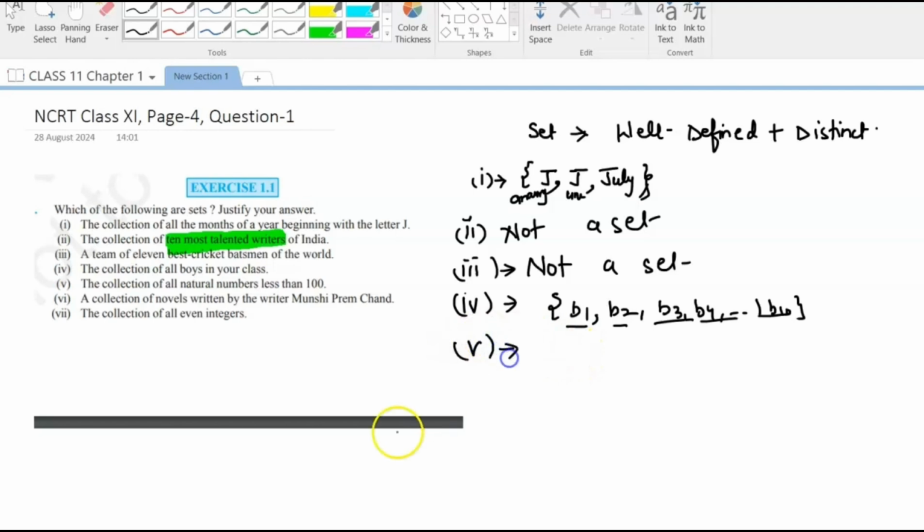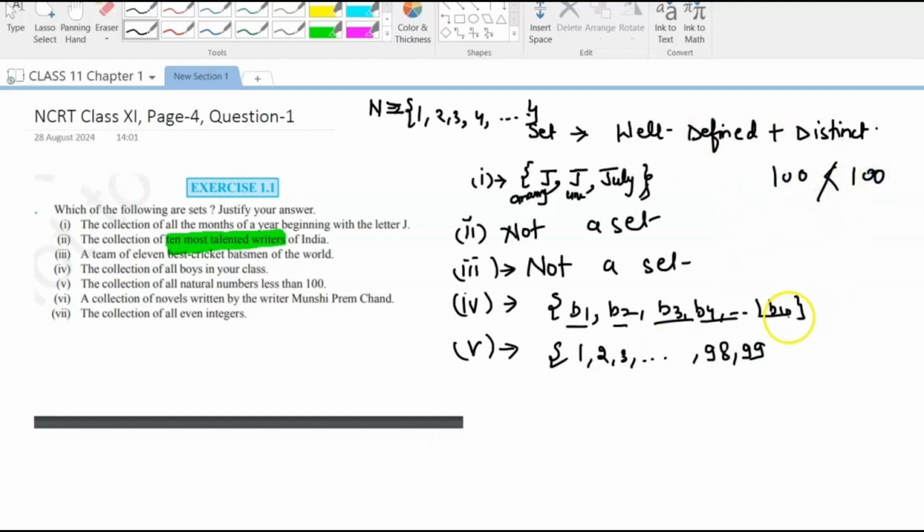Okay. So, fifth part, the collection of all natural numbers less than 100. So, what is the set of natural numbers? N is 1, 2, 3, 4, and so on. This is your set of natural numbers. So, the collection of all natural numbers less than 100: 1, 2, 3, up to 98, 99. Now, is 100 less than 100? No, it is equal to 100. So, we'll stop here.